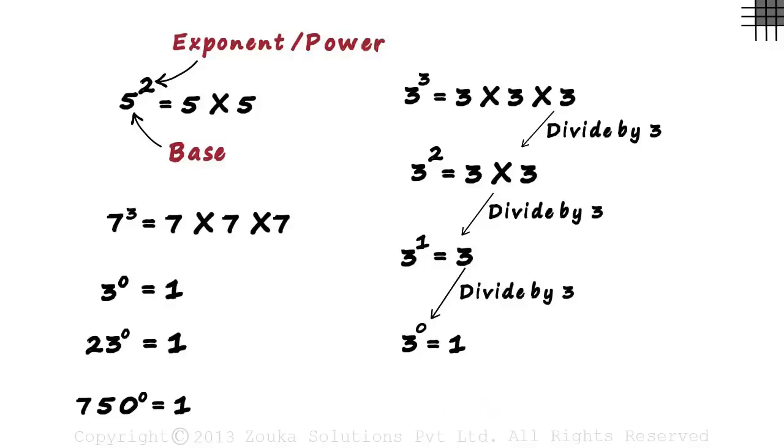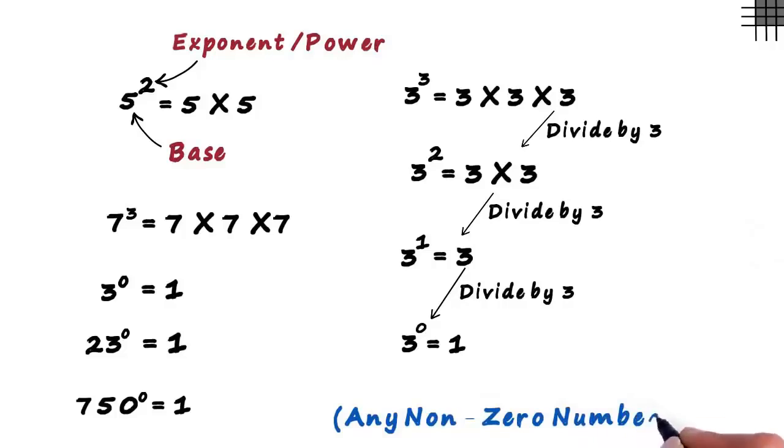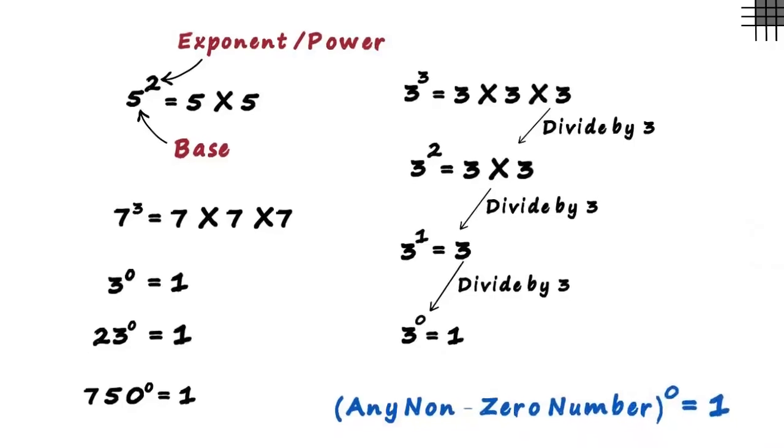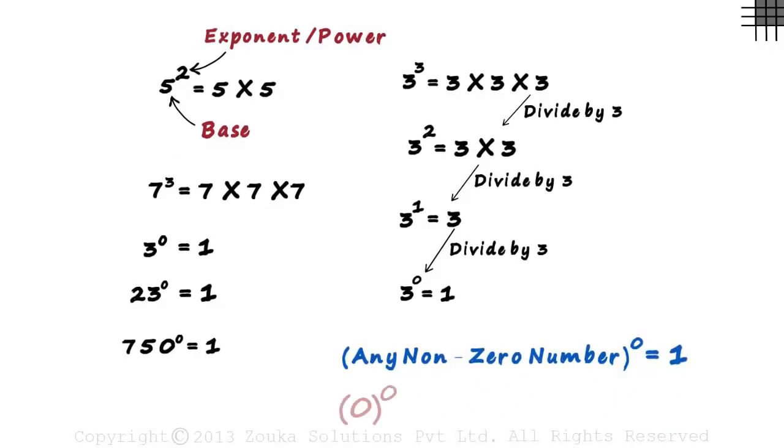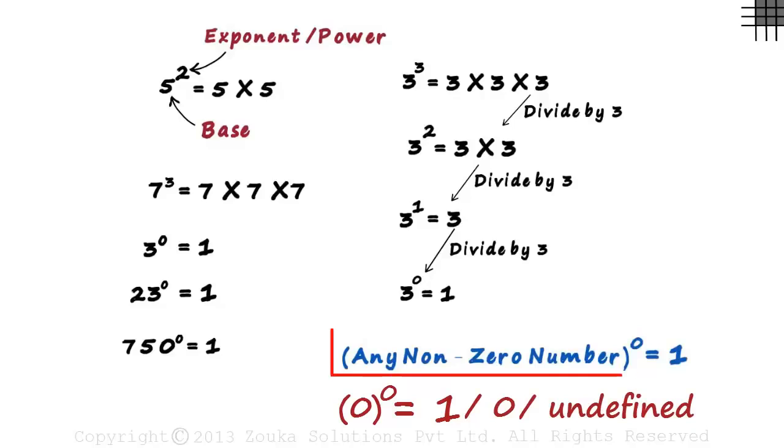Actually, not any number. Any non-zero number raised to 0 will equal 1. 0 raised to 0, some mathematicians say is 1. Some say it's 0, and some say it's undefined. But we can surely say that any non-zero number raised to 0 is 1.